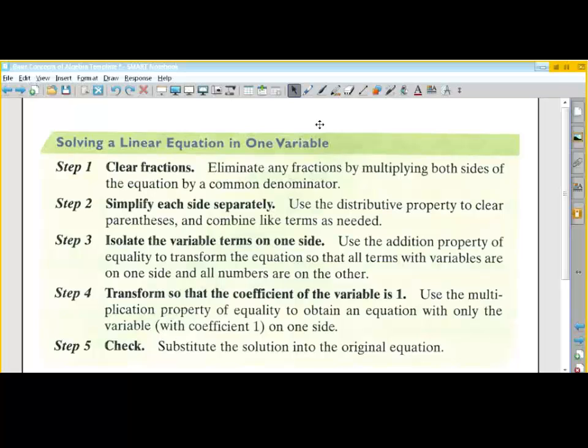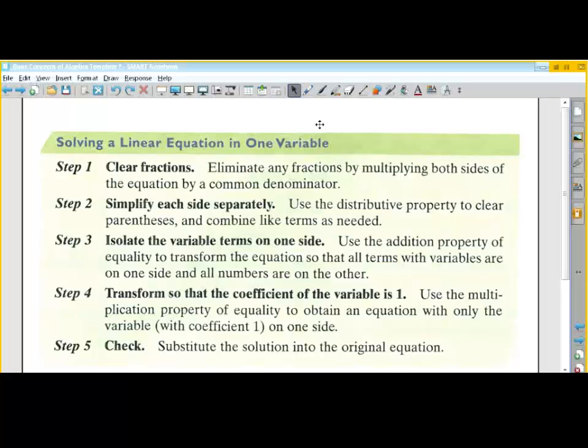The second one is to simplify each side. So the first thing you do is if there are any terms that are multiplied by a quantity in a parenthesis, you get rid of the parentheses by using the distributive property. And then once you've gotten rid of parentheses, you combine the like terms on each side of the equation. You don't do anything between the 2 sides, you just do it on each side.